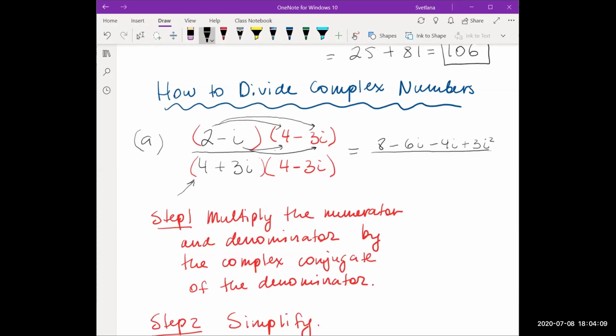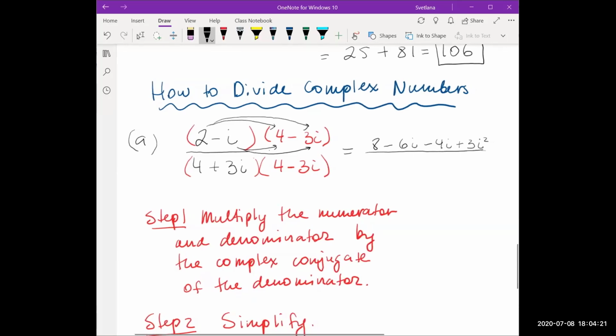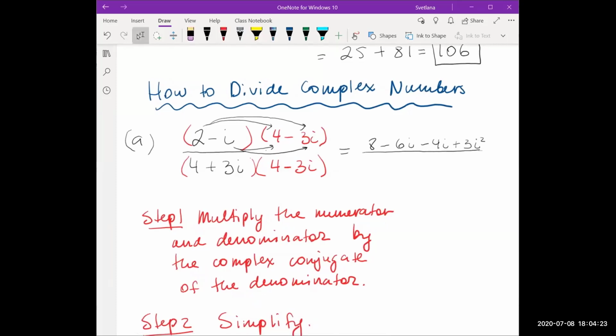Now the denominator. In the denominator, we are multiplying complex conjugates. So that means that we can use a shortcut. And by the way, guys, if for some reason you don't like that shortcut, you can always just multiply the same way as we just multiplied the numerator. So you will end up with the same answer. But I will be using the shortcut.